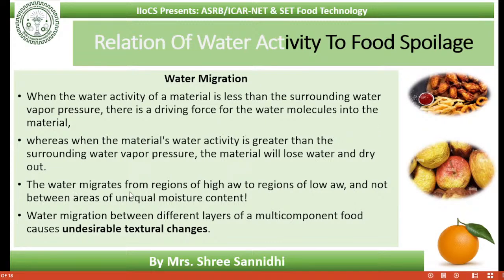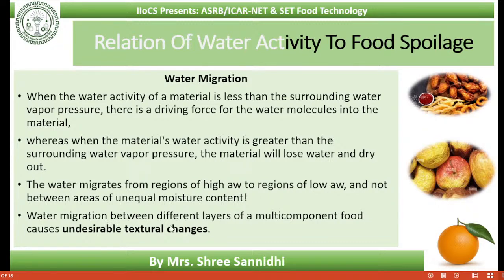The water migrates from regions of high water activity to regions of low water activity, and it does not migrate between areas of unequal moisture content. So we studied the difference between moisture content and water activity, right? So the water moves only from the higher concentration of free water to the lower concentration of free water, right? So it doesn't consider the bound water.